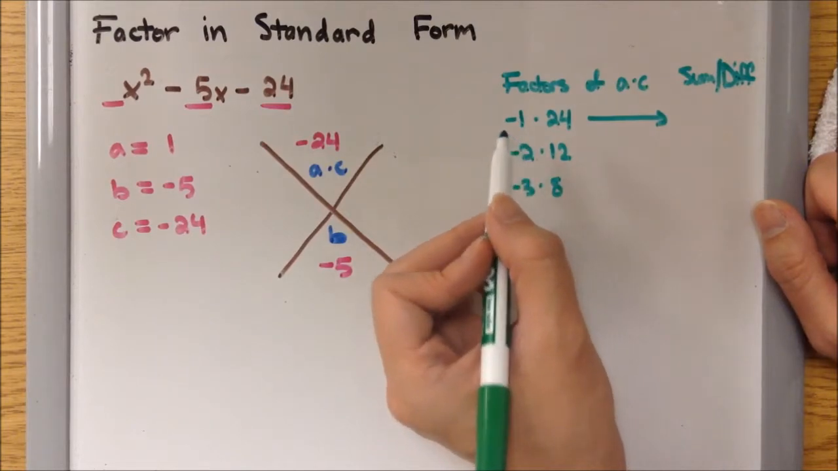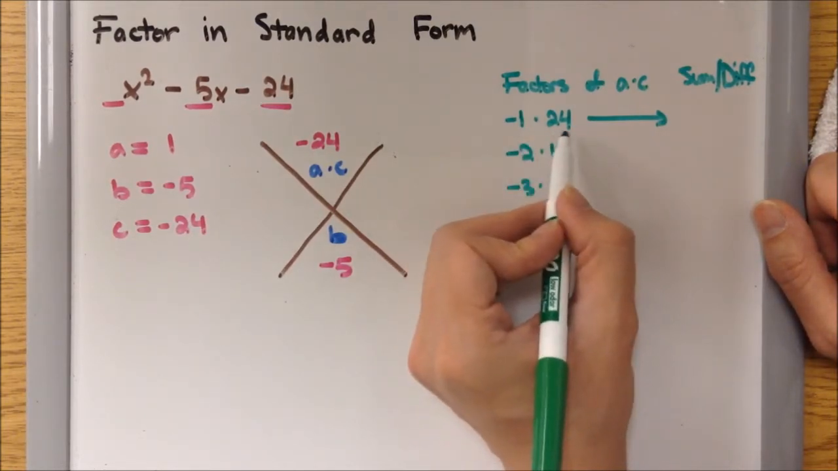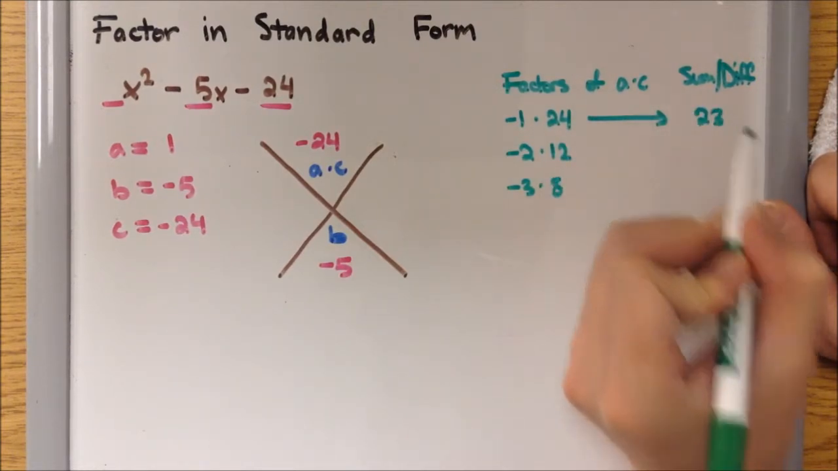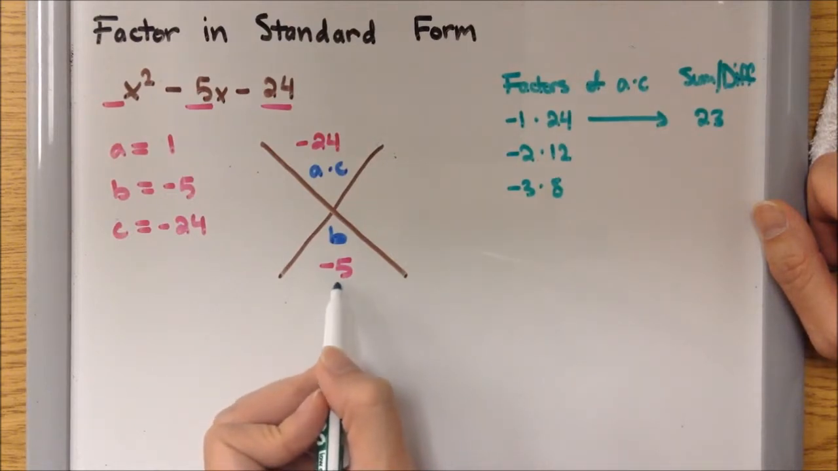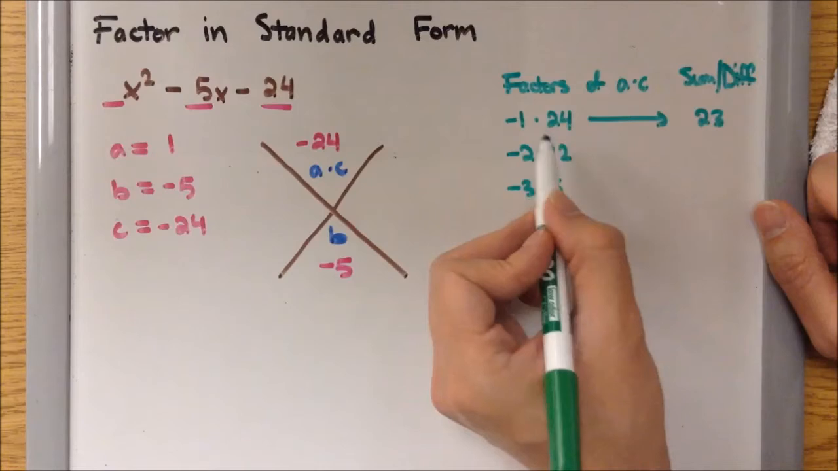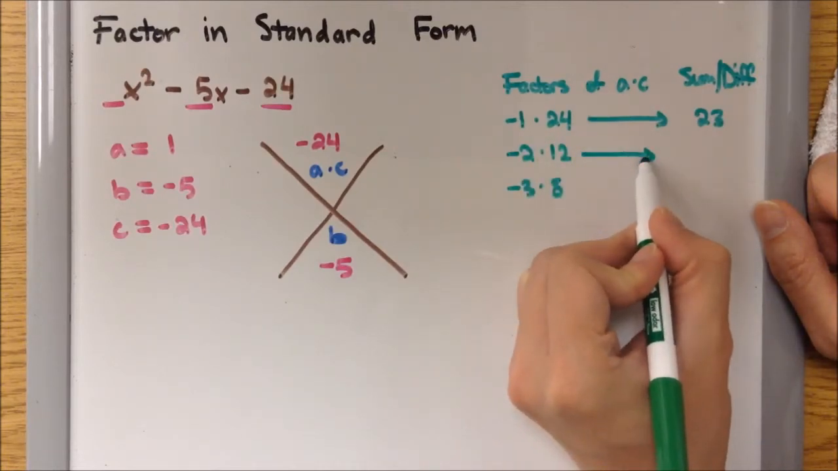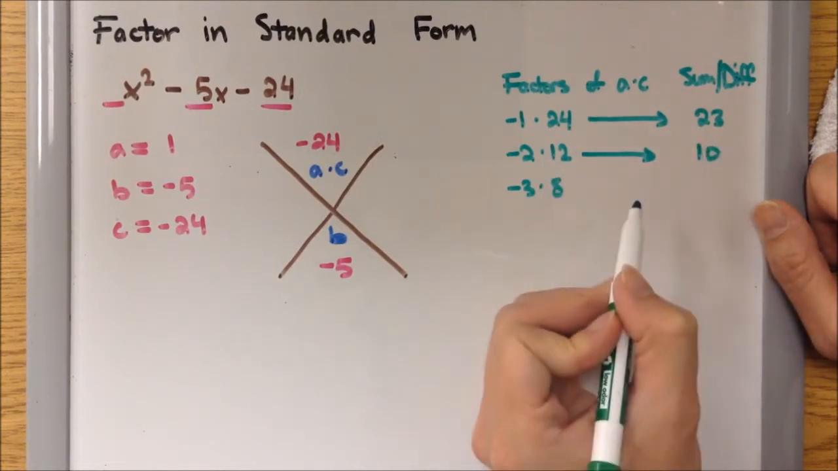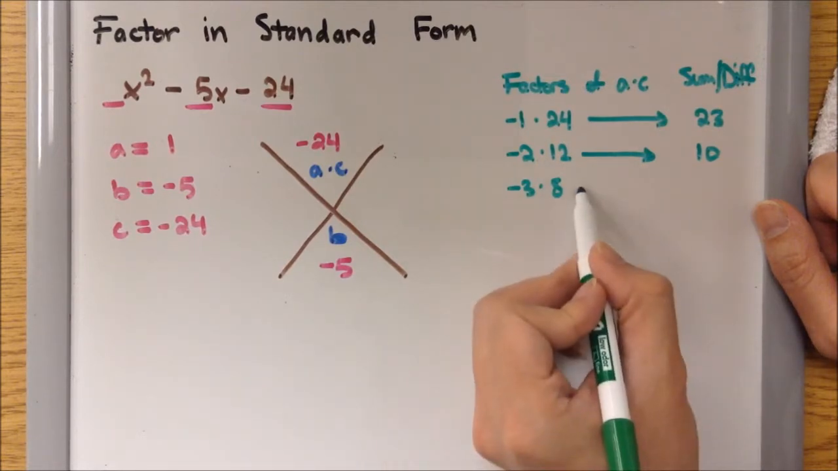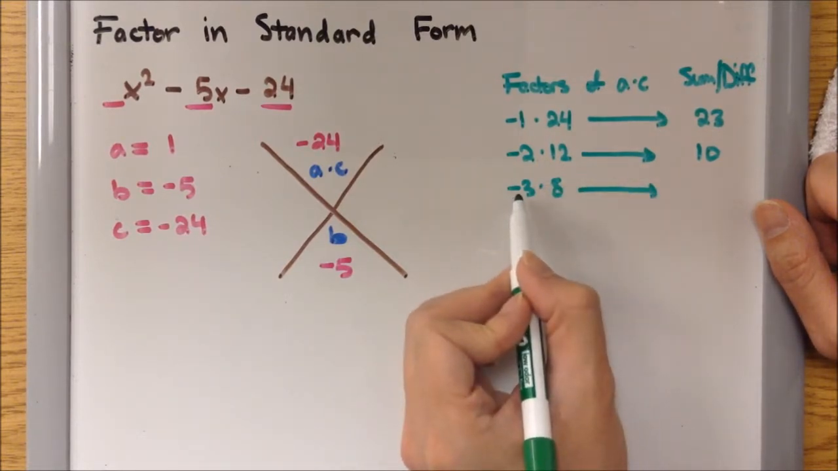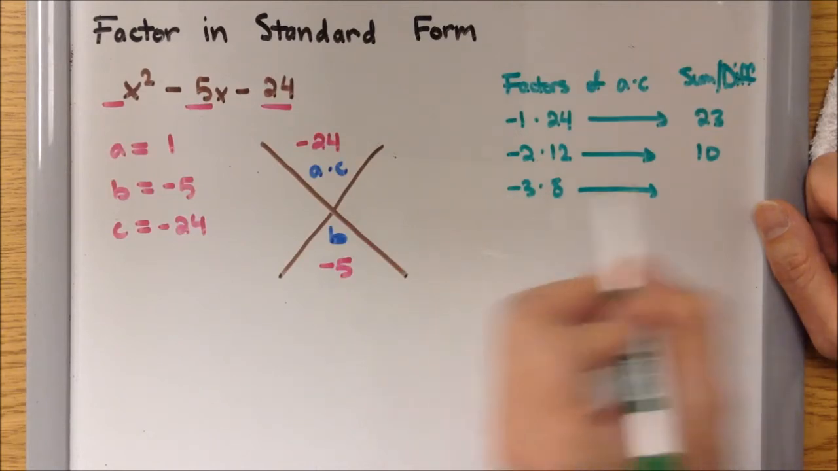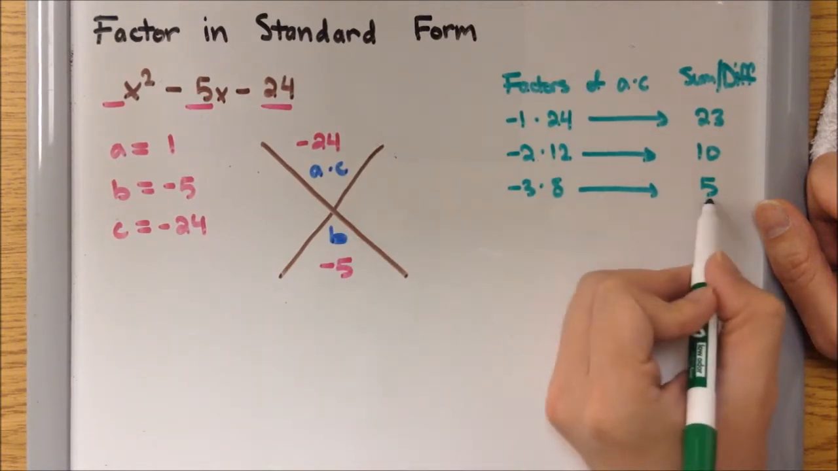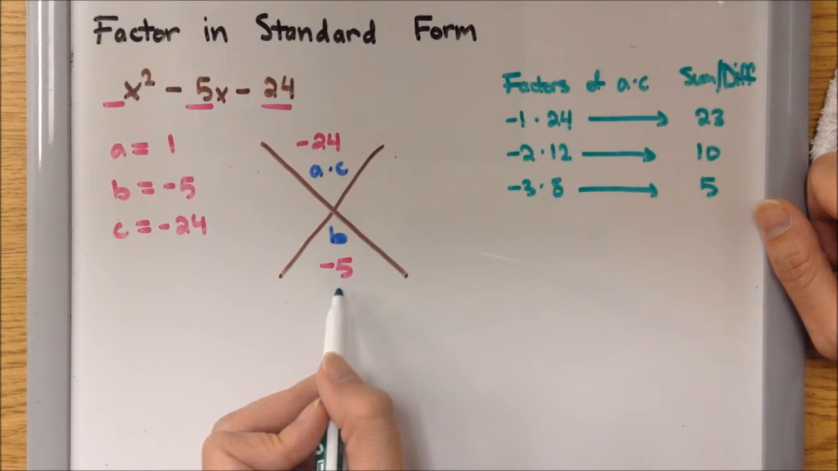What I mean by sum and difference is if I were to combine -1 and +24, since they're opposite signs, the difference would be +23. We're looking for a sum or difference of -5, which doesn't match, so I'm not going to use this one. Next, -2 combined with +12. That's +10. Nope, not using that one. Moving on to the next one. We're going to check the sum and difference between -3 and +8. That gives us +5. It's almost identical, but this is +5, and we need -5. We're not going to use that one.